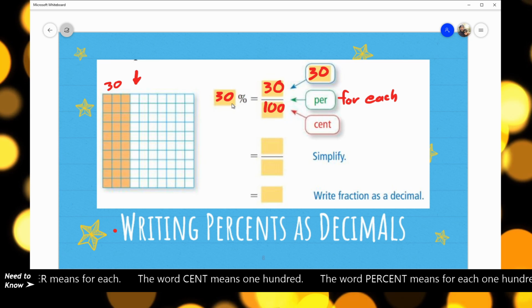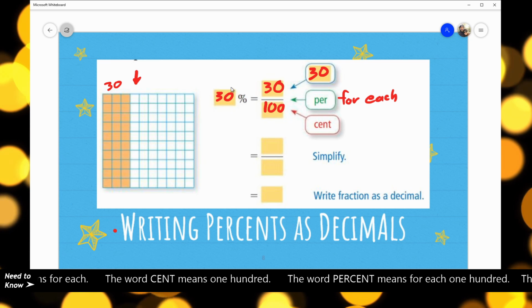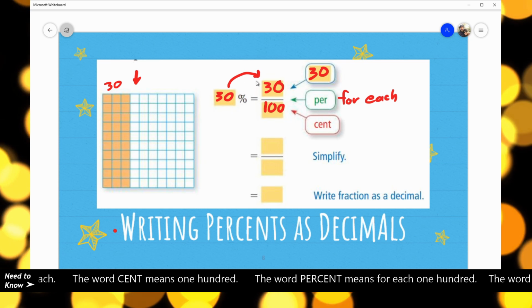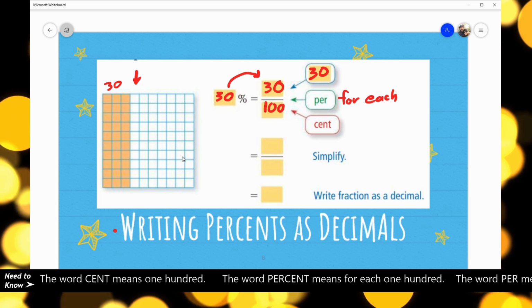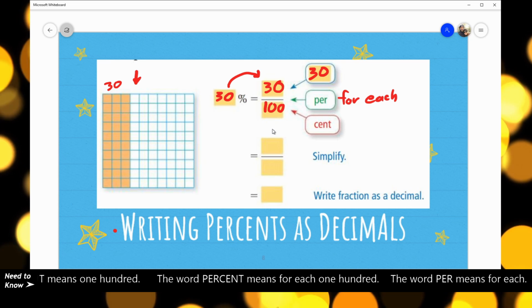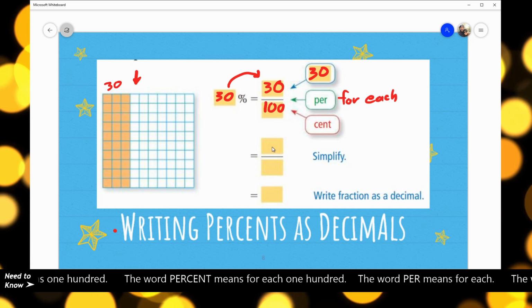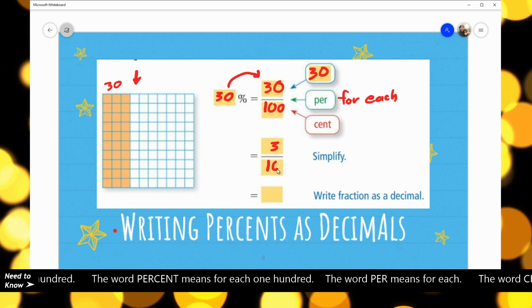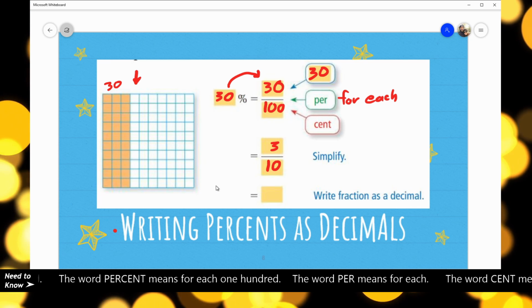So we start with the percent, we write it as a fraction. This number becomes the numerator, and the denominator is always 100. Then we can simplify. Well, 30 over 100 simplifies down to 3 over 10 because they can both be divided by 10. And then think about it.